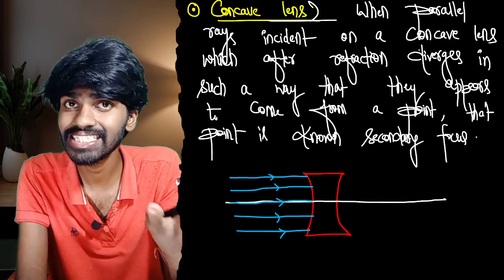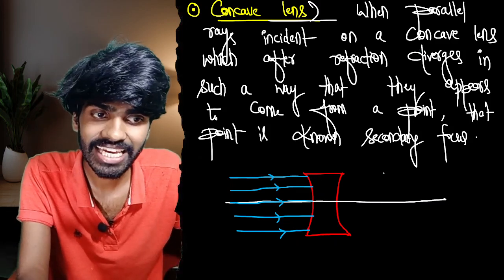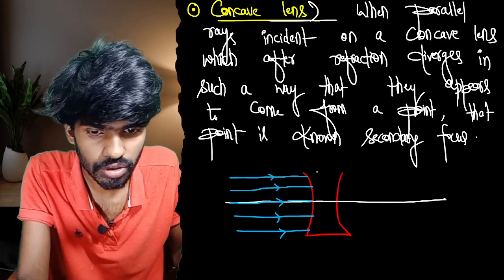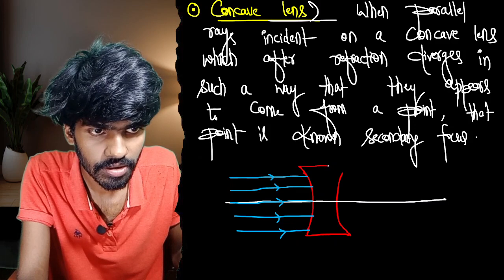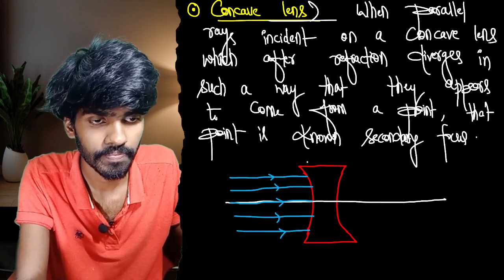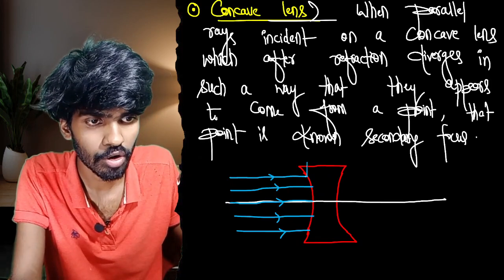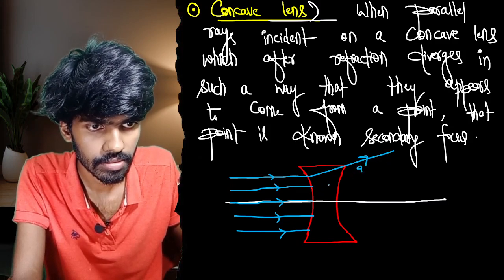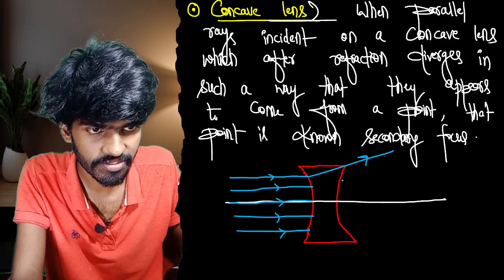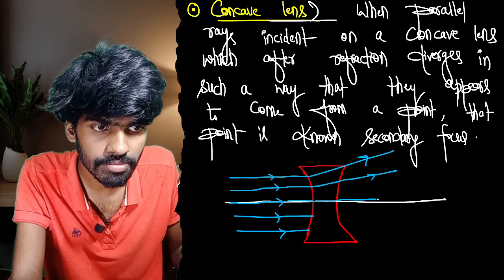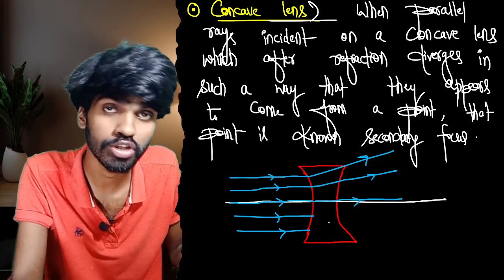a parallel beam of rays, if it is coming to a concave lens, will get diverged like this. Actually, I should draw it further like this. Okay, like this. So how will it go? Like this, the bottom one will be less deviated. We have already discussed how this works in terms of a prism. We have studied this. You can also watch that lecture.